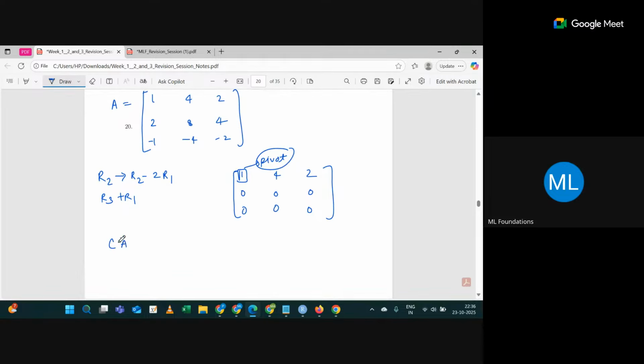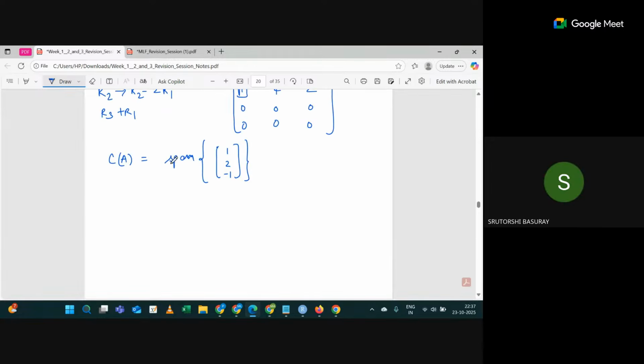What will the column space of A be? The first column, 1, 2, -1. It's the span of (1, 2, -1). Very good. What is the rank of this matrix? The rank of A is 1. Why is it 1? Because there is only one independent variable. And what about the dimension of this column space? 1. What is the basis? The basis is 1, 2, -1, because the basis is the pivot columns only, correct?